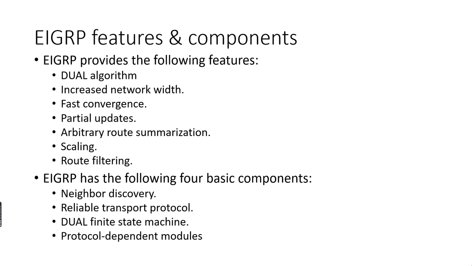Then moving on to the components. It has four important components. The first one is neighbor discovery. So what is this? Yes, it is a process in which every device dynamically learns about the other devices which are there in the network.